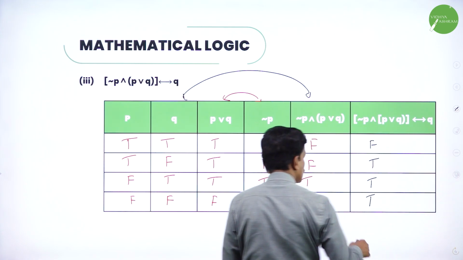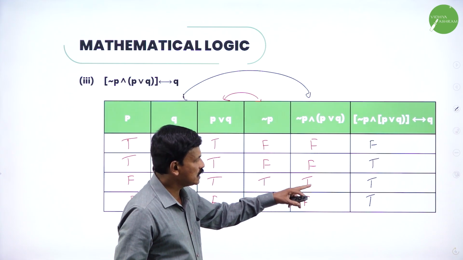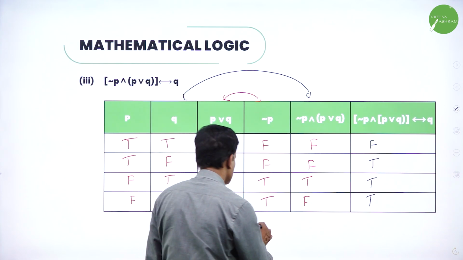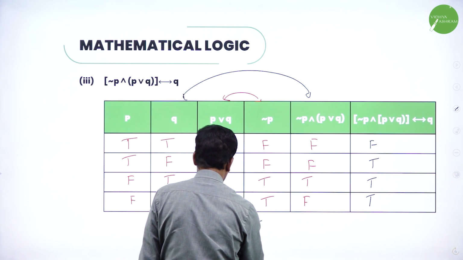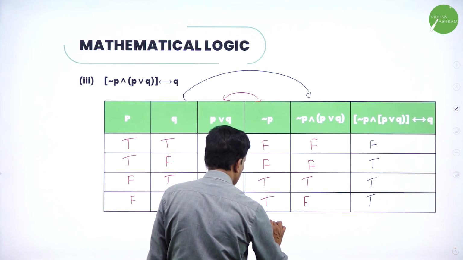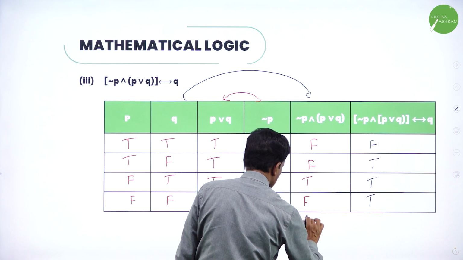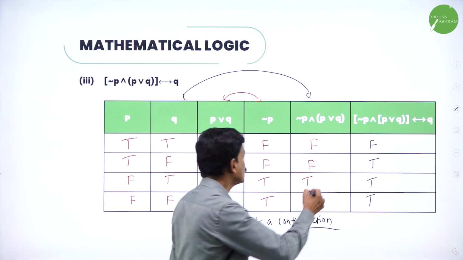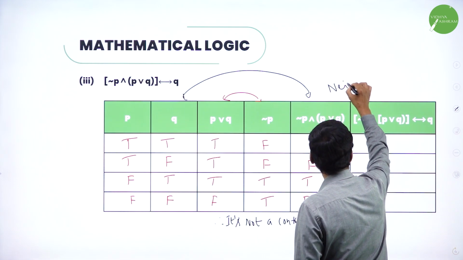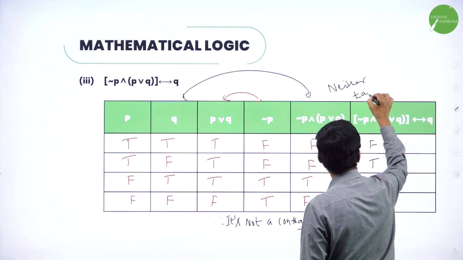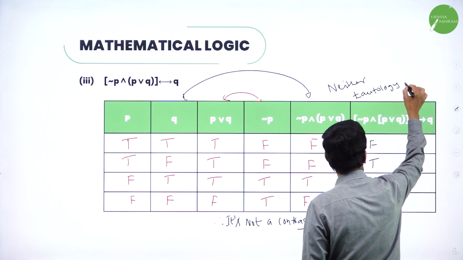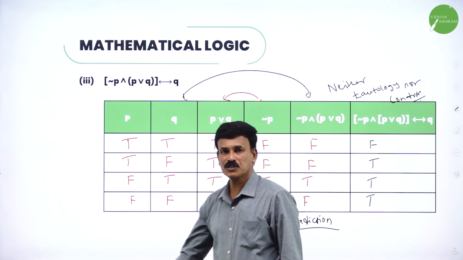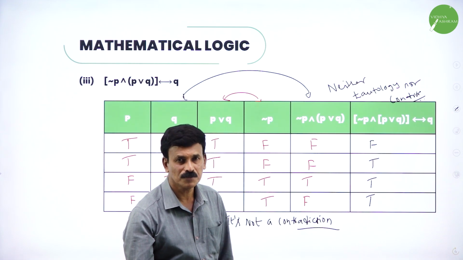So what do you say from this? See, since this contains T, T, T and F, this is neither a tautology nor a contradiction. Therefore, it's not a contradiction. This is neither a tautology nor a contradiction. That's it. Okay, so hope you follow.